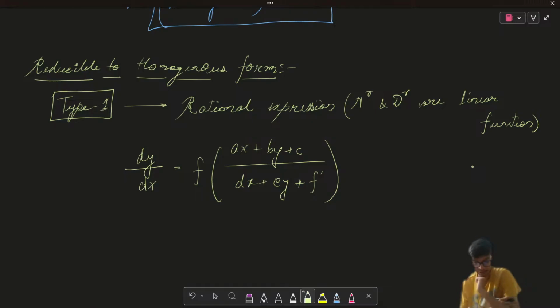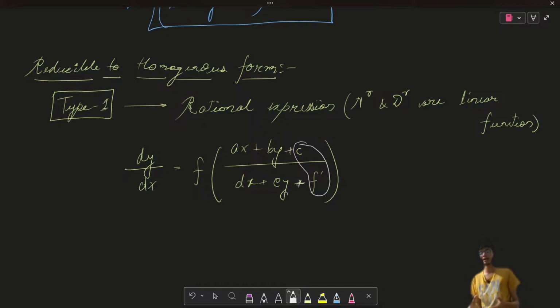Now please note the presence of this constant, that is c, and this f dash, these two constants in the linear part. If these constants weren't there, we could easily have taken out the x as common and then it would simply be a homogeneous form of differential equation. But because of the presence of these constants in this rational expression, the homogeneous form does not appear easily, so it is basically a non-homogeneous form.